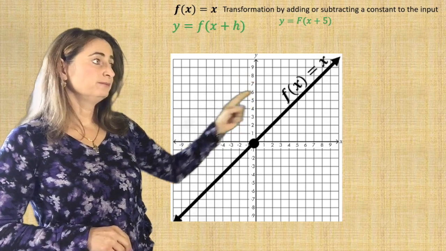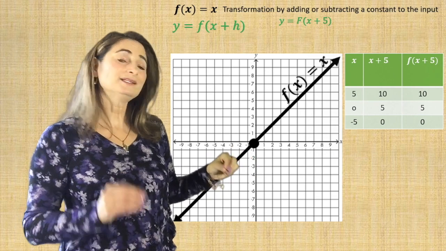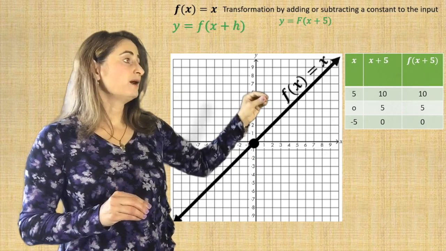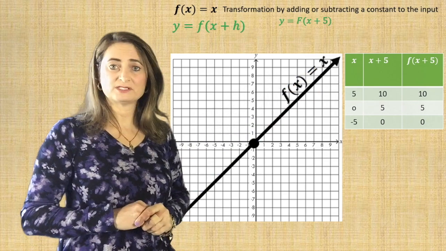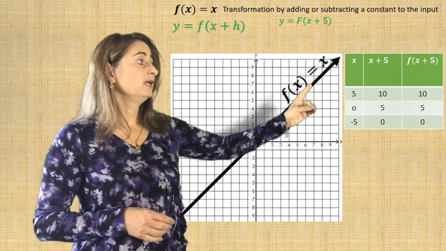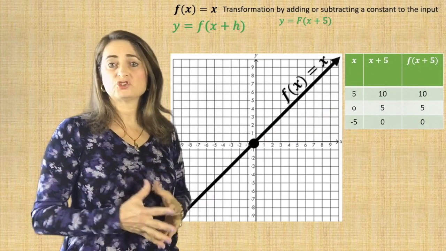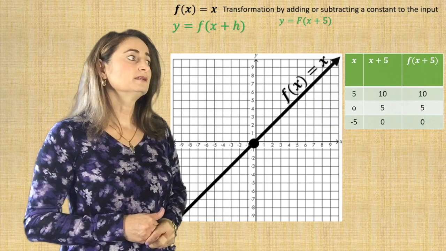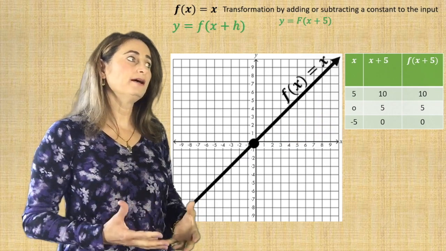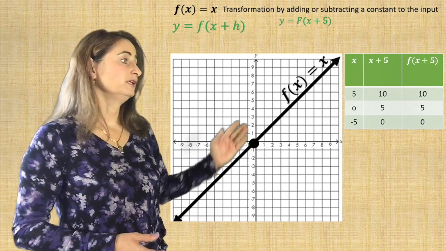Here's the graph. Make a table where x is 5, 0, and -5. Now x is going to change by adding a 5 to it. So y equal f of x plus 5. So let's add 5 to it. Then the x becomes 10, and the f of x should be 10. When x is 0, add 5 to it, it becomes 5. So the f of the x plus 5, or the y, is 5, and so on.